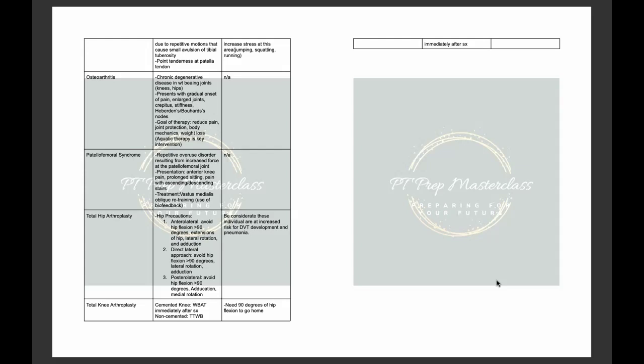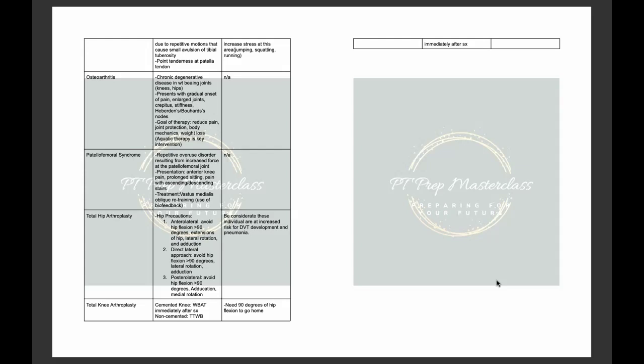And then total knee arthroplasty, you want to take into consideration, depending upon what type of knee joint was replaced, their weight bearing status. So if they had a cemented knee, it means they're weight bearing immediately after the surgery. So typically if they had surgery at 5 a.m., the PT is going to get them up hopefully by 2 or 3 that afternoon. They're going to be weight bearing as tolerated.